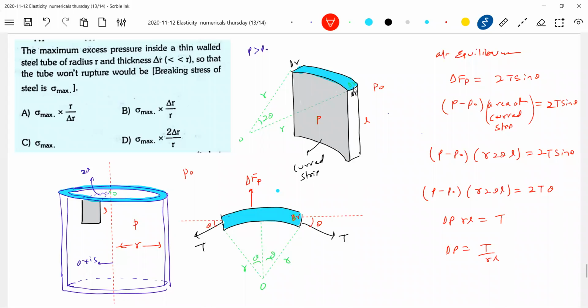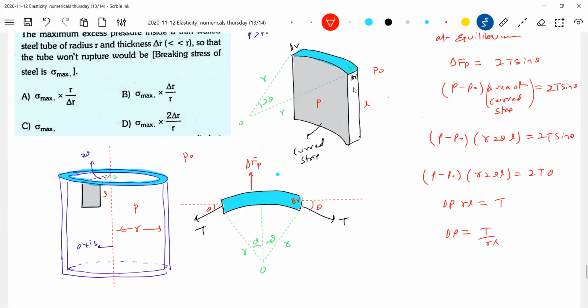So what shall we write here now? How do you define stress? Anybody? The maximum breaking stress, from where to bring the maximum breaking stress?